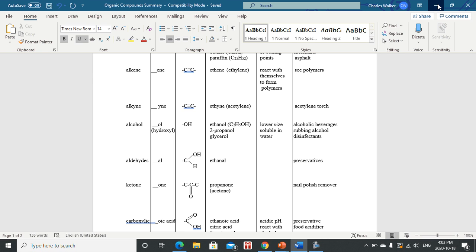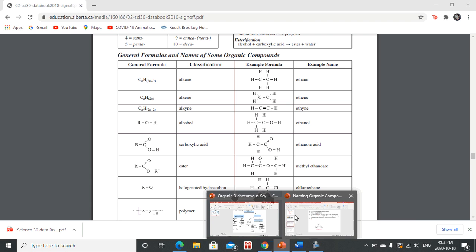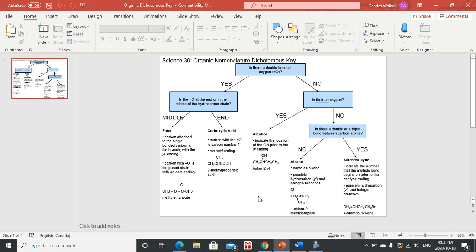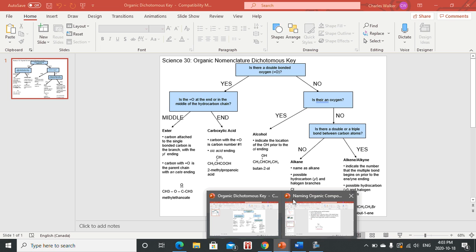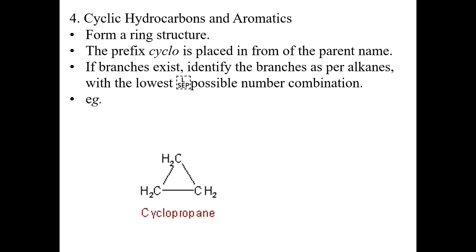And one more that I'll pull up here before we get back to the naming of these other ones, this one here that I also gave you, a dichotomous key for the naming of organic compounds. And we can go and take a look at that a little bit later as well. So back to the actual naming. So again, this is a continuation of the previous lesson that we did on organic compounds.